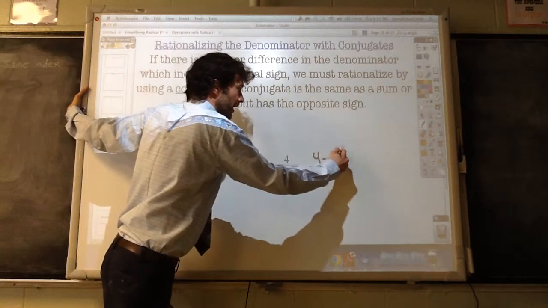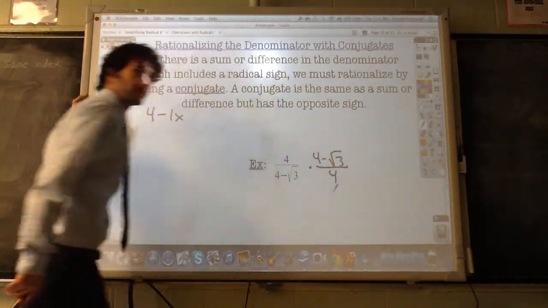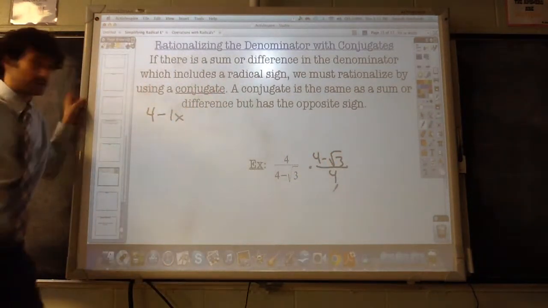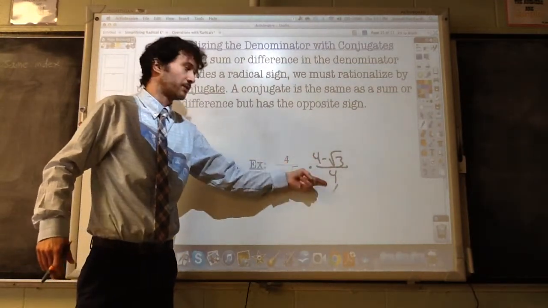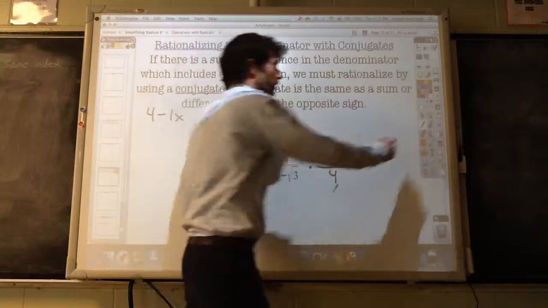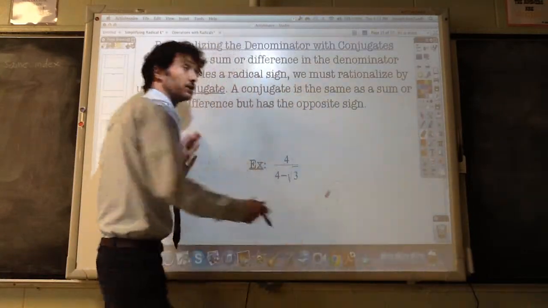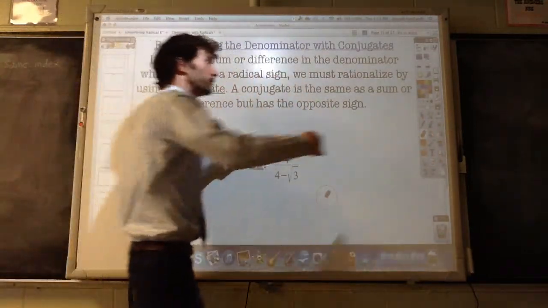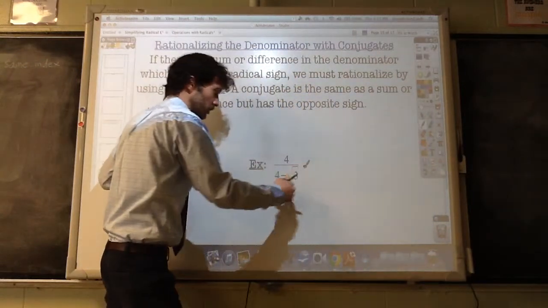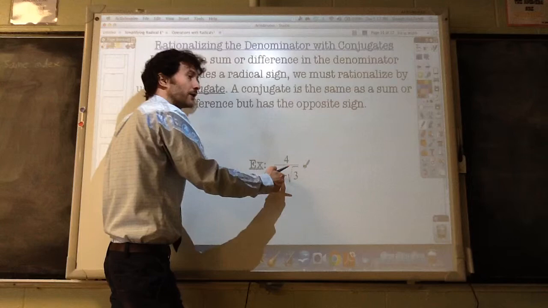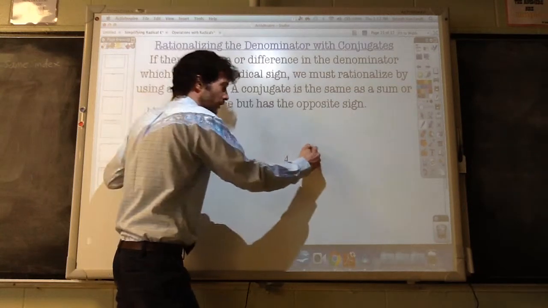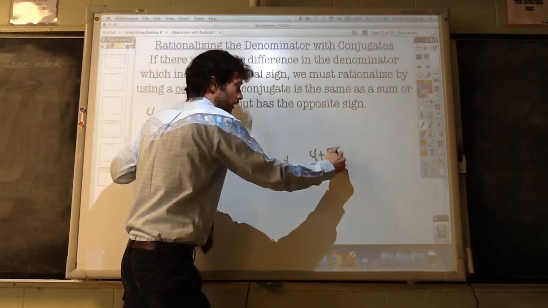The reason why I'm allowed to multiply by the thing I normally multiply by is because it equals 1. This does not equal 1, right? In order to be 1, it has to be the same thing on top and bottom. And so if I multiply by the reciprocal, I'm actually going to be changing the problem. But here's what I multiply by. The conjugate, which is the exact same as this, except whatever sign is here, I use the opposite. So this one was a minus, so mine is a plus.